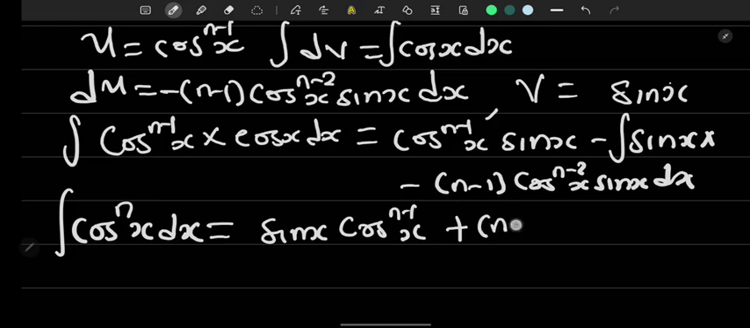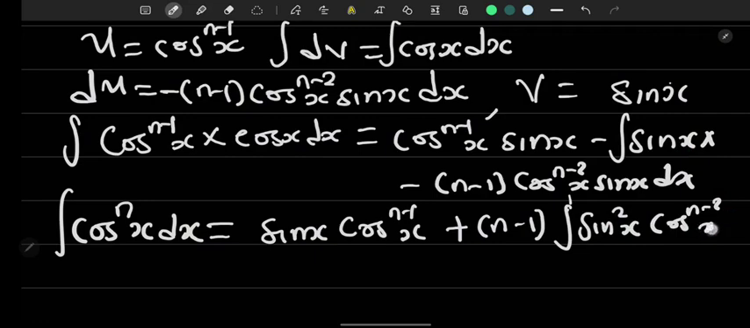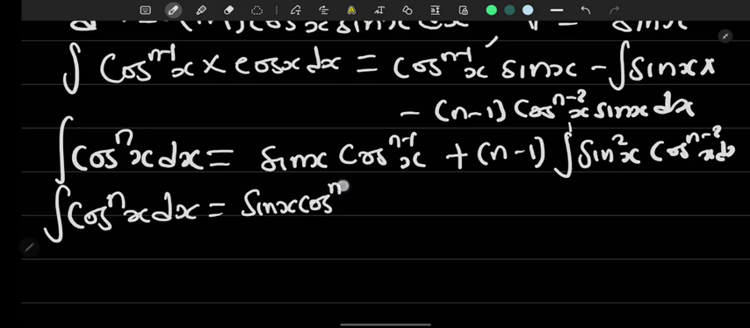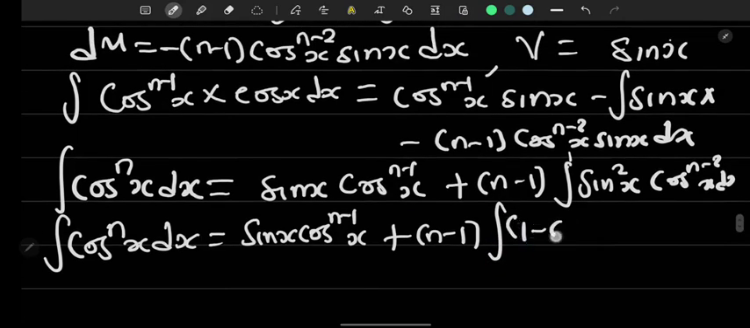N minus 1 is a constant that can be factorized. Then we now have the integral of sine x times another sine x, so that's sine squared x, then cos^(n-2) x dx. So the integral of cos^n x dx equals sine x cos^(n-1) x plus n minus 1 times the integral of sine squared x cos^(n-2) x dx. Now we need to rewrite sine squared x in terms of cos squared, and that is 1 minus cos squared x.